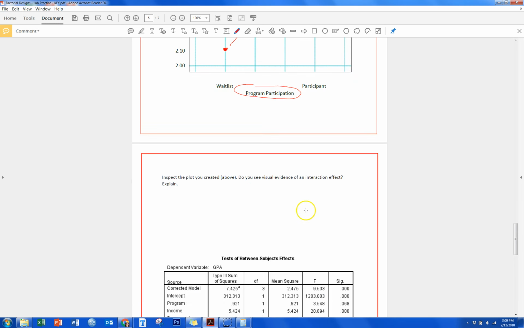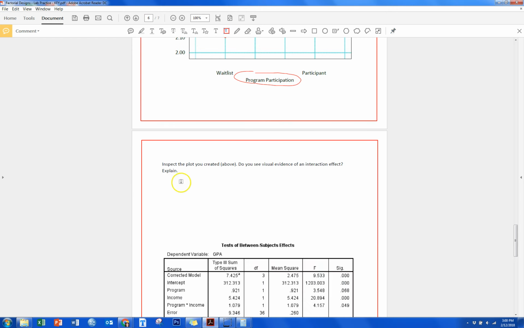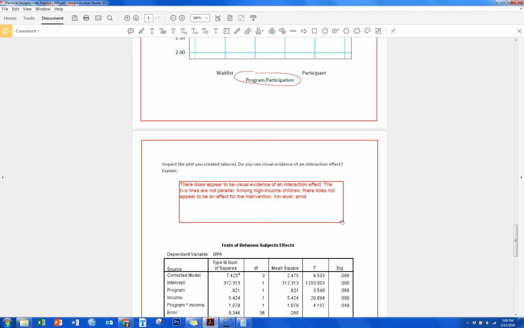Inspect the plot you created. Do you see visual evidence of an interaction effect? Yes, we do. Let's explain. There does appear to be visual evidence of an interaction effect. The two lines are not parallel. Among high income children, there does not appear to be an effect for the intervention. However, among low income children, there appears to be a strong positive effect.